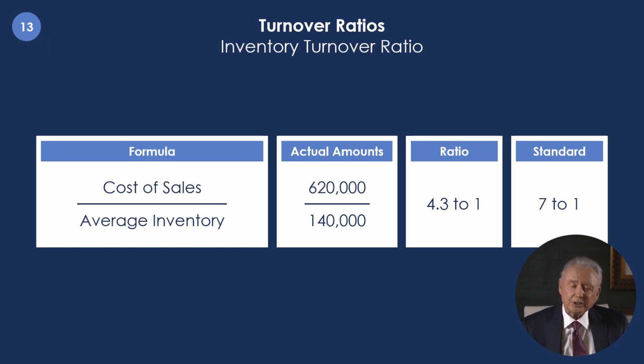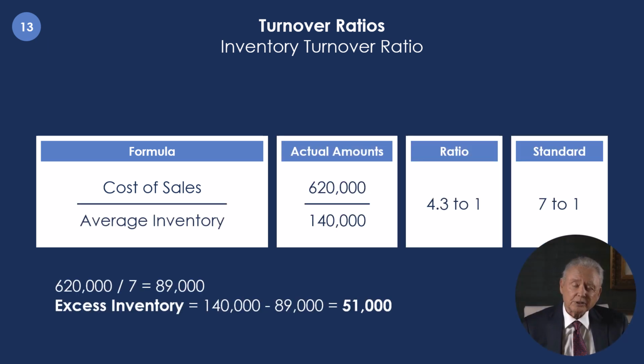We see that we have only turned over the inventory 4.3 times. The industry standard is 7 to 1. The budget for inventory turnover is 7 to 1. If cost of sales is $620,000 and the standard is 7 to 1, then 620 divided by 7 equals $89,000. That is the budgeted inventory. Our average inventory is $140,000, and the budgeted inventory at the current cost of sales is $89,000. Accordingly, excess inventory is $51,000.